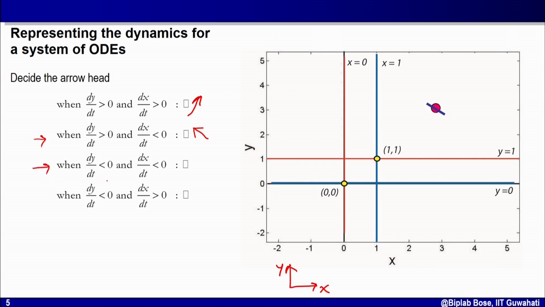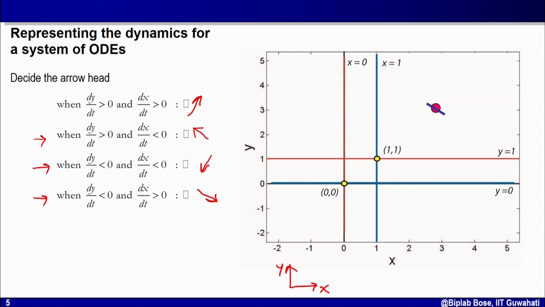When dy/dt is less than 0 and dx/dt is also less than 0, that means with time both y and x will decrease, so I can have an arrow in this direction. When the fourth case comes, when dy/dt is less than 0 but dx/dt is greater than 0, then I can have an arrow in this direction. That means x will increase on the horizontal axis, y will decrease on the vertical axis. So this is the thumb rule that we can use, and it's a very easy thumb rule.